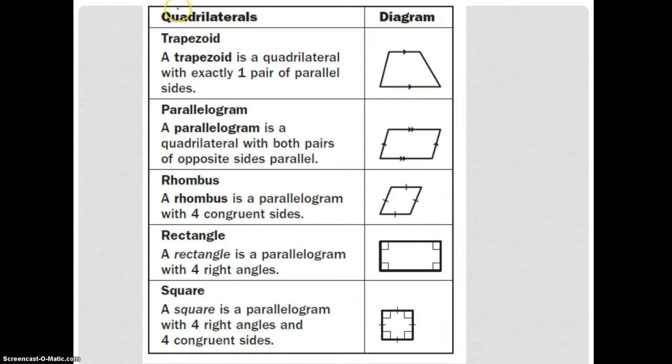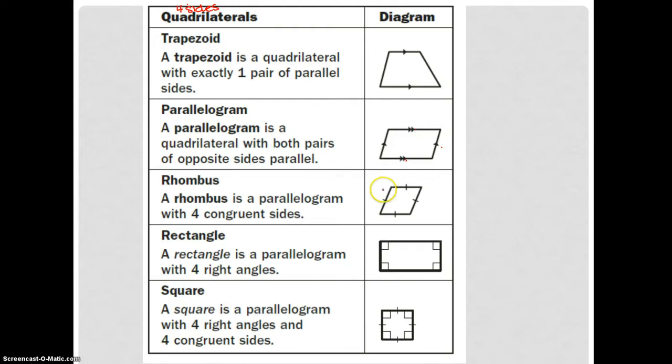A quadrilateral is any shape that has 4 sides. Some common quadrilaterals are a trapezoid. A trapezoid has one pair of parallel sides, and that's what these arrows represent. A parallelogram is a quadrilateral with both pairs of opposite sides parallel. So these two arrows mean this side is parallel and this side is parallel.